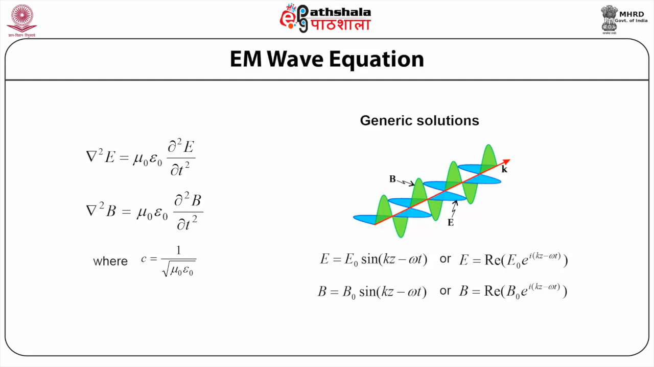And the generic solutions, which we pointed out before also, of these wave equations for the electric and magnetic field components are sinusoidal solutions, plane wave solutions we call them. So E equals E naught, which is amplitude of the electric field component, times sine kz minus omega t. In more generalized notation, it can be written in complex notation, where E equals real part of E naught e to the power i(kz minus omega t), and similarly for the magnetic field component.